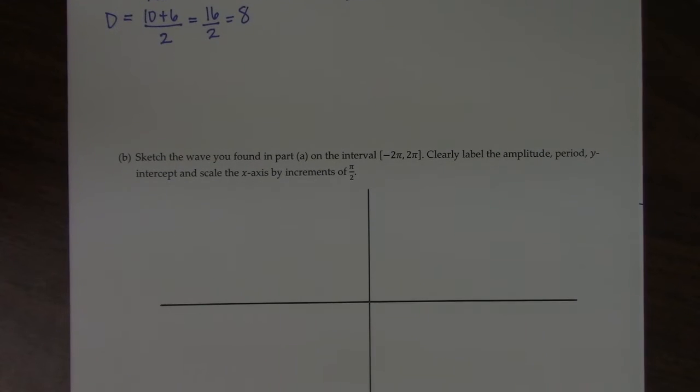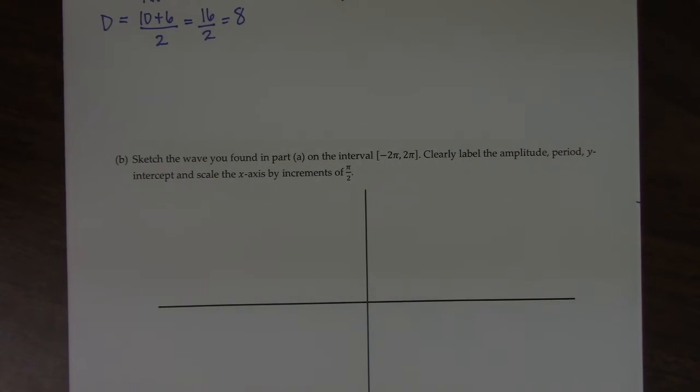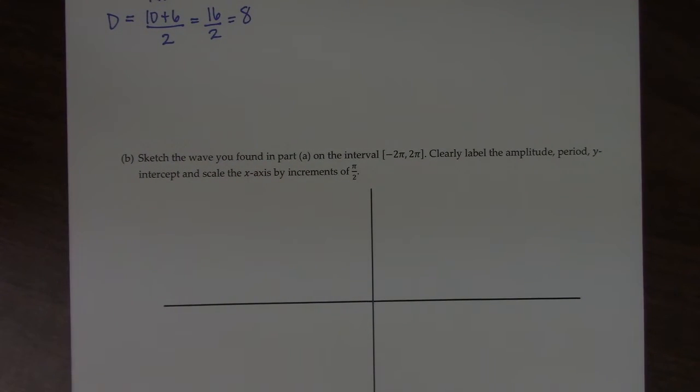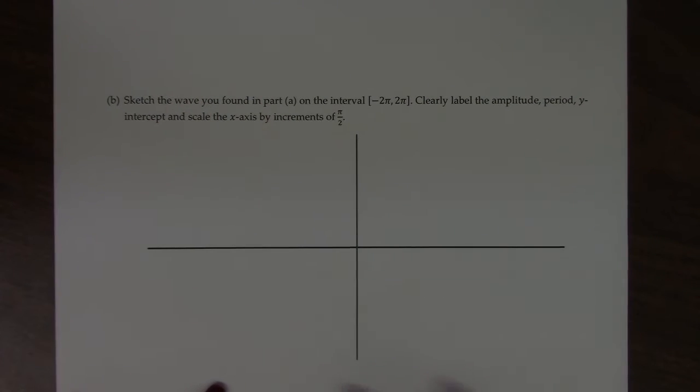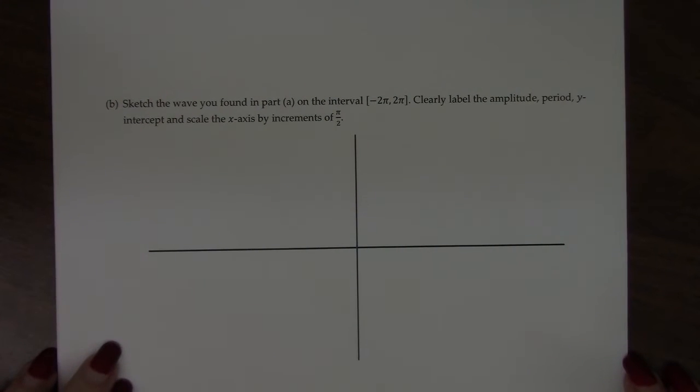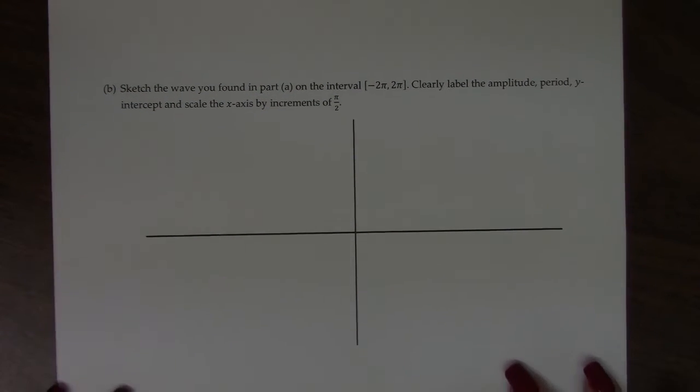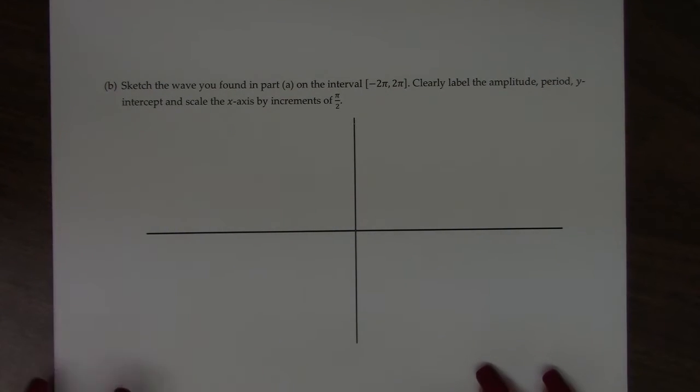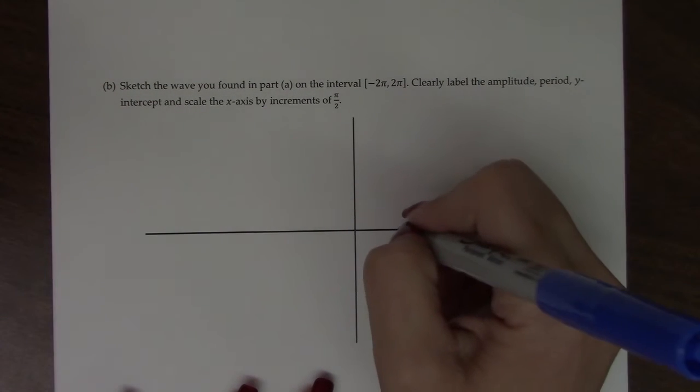Part B says, now sketch the wave you found in Part A on the interval from -2 pi to pi. Clearly label the amplitude, period, y-intercept, and scale the x-axis in increments of pi over 2. So a lot of times when we draw waves, people get in a lot of trouble because they don't know how to draw the x scale. So we were actually told here, use pi over 2 as our tick marks. So I'm going to do that first.